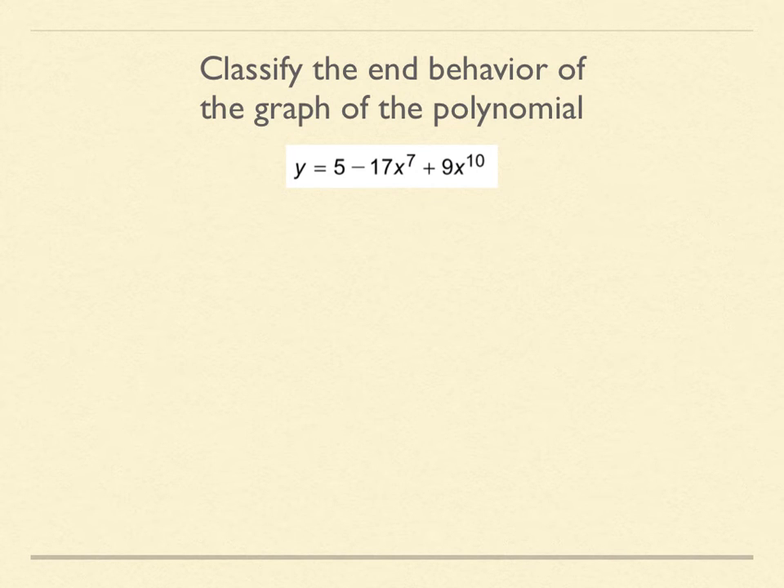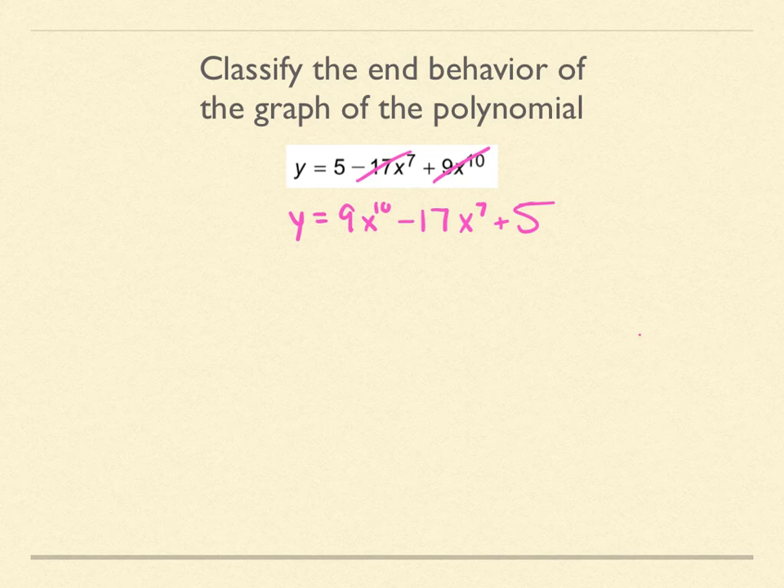So the last page, we only had one term to look at, but sometimes we have more than one term in our polynomial, but we always look at the leading term. So that's what tells us what our end behavior is. So first thing we need to do is put this in standard form. So what would come first in standard form? Awesome. 9x to the 10th power, because 10 is our highest exponent. What would come next? Negative 17x to the 7th power, and then what would be last? 5. So you always want to put these in standard form first.